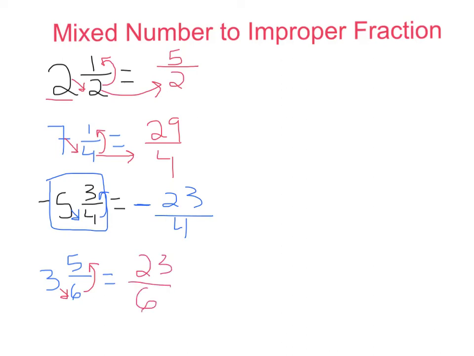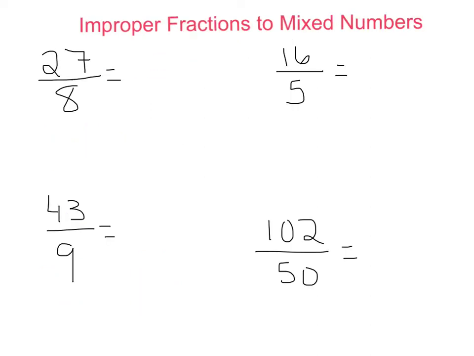So that was just a real quick example changing mixed numbers to improper fractions. Now we have 4 examples of improper fractions, and we're going to change them to mixed numbers. So let's first look at 27 over 8. Think about how many times does 8 go into 27 evenly? Let's see. 8 times 3 is 24, so 8 goes into 27 3 times evenly.